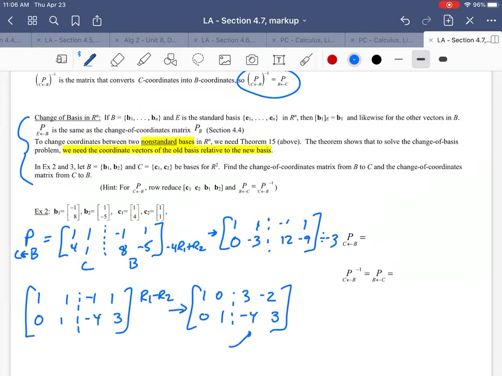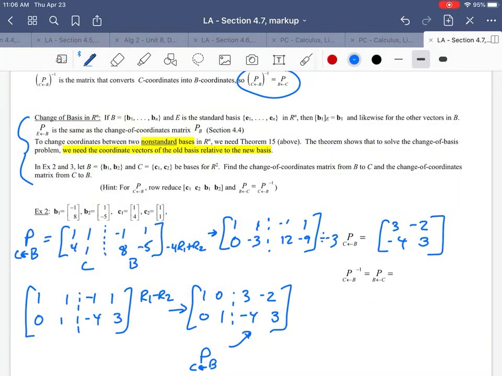And so what you'll end up with right here is your P from B to C. It's the matrix that changes something in B to be its new location in C. So I have that here: 3, -2, -4, 3. And remember, this changes something in B world to C world. So if you want to go backwards from C world to B world, then all you have to do is find the inverse of the matrix that we already found.